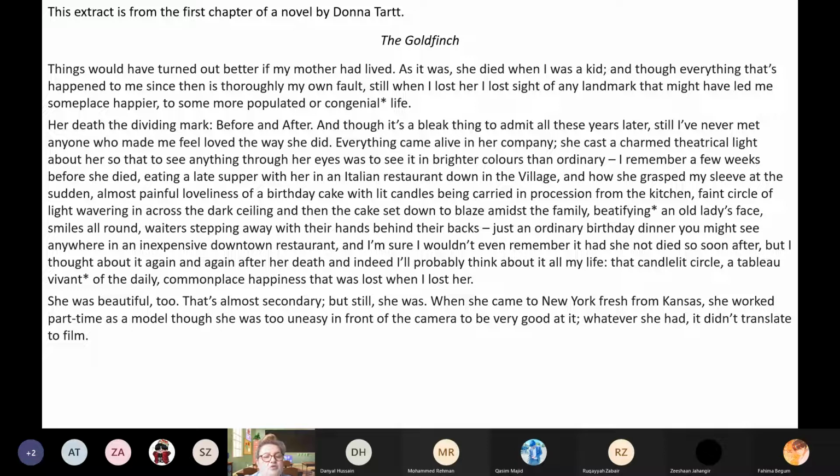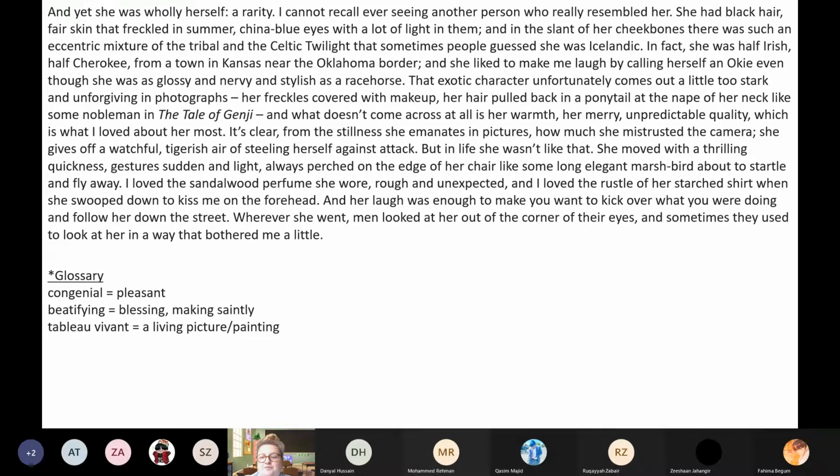When she came to New York, fresh from Kansas, she worked part-time as a model, though she was too uneasy in front of the camera to be very good at it. Whatever she had, it didn't translate to film. And yet she was wholly herself, a rarity. I cannot recall ever seeing another person who really resembled her.